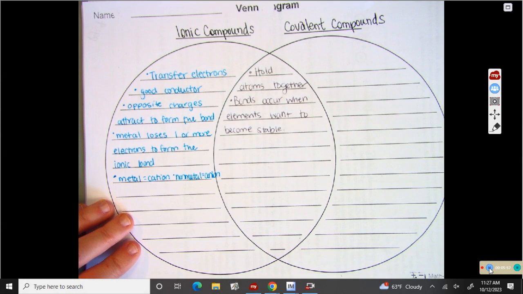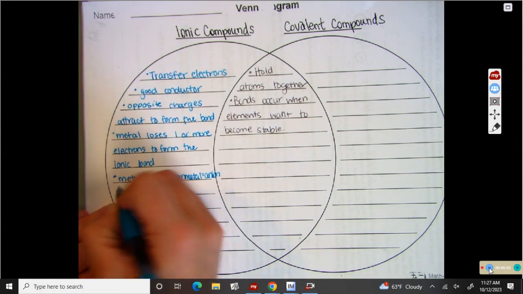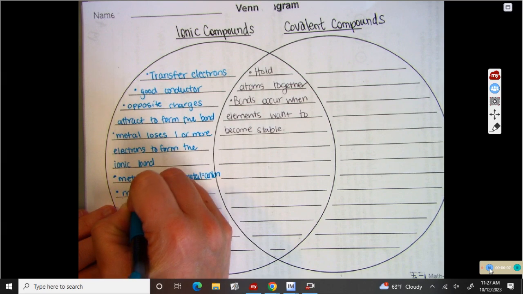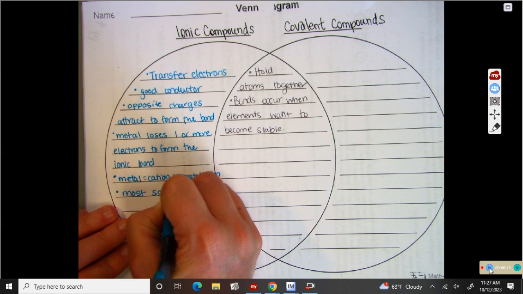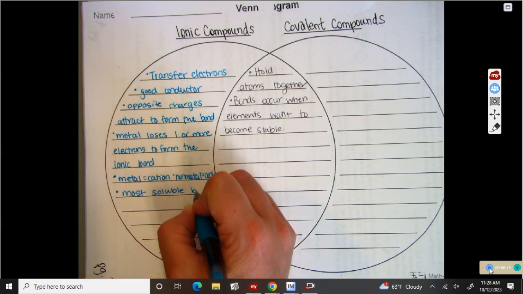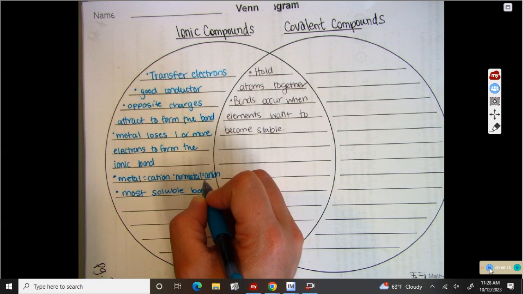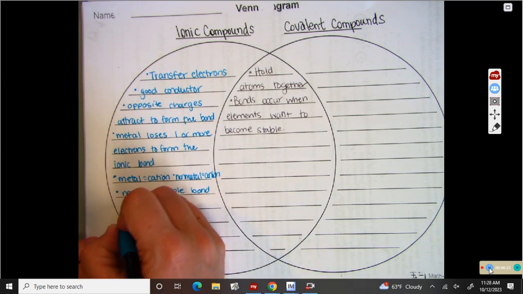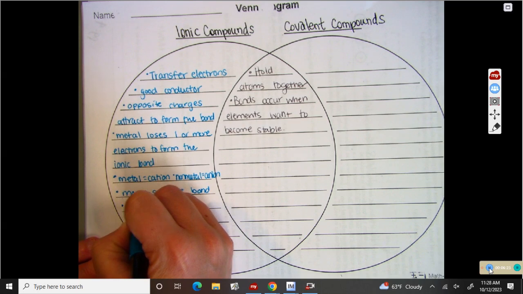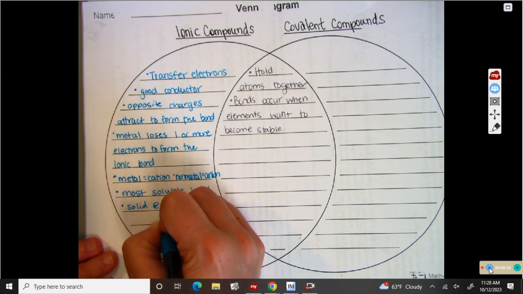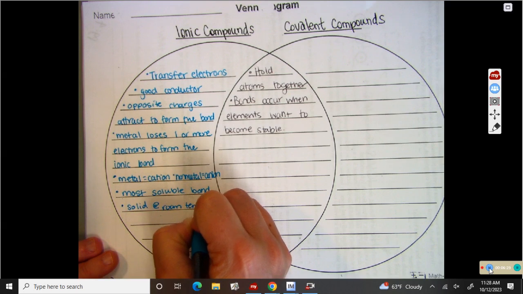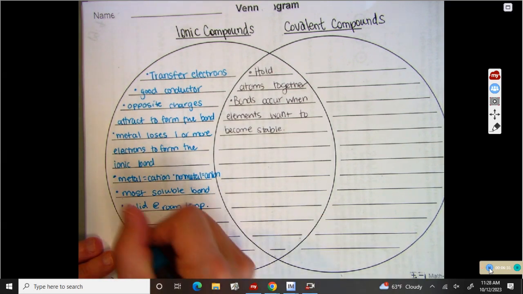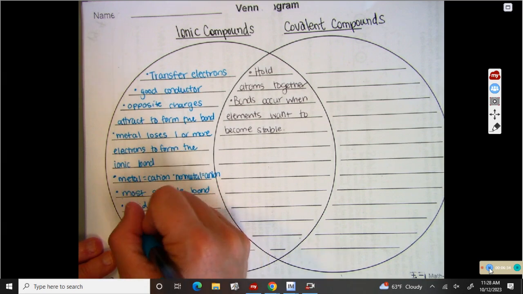Okay, so these ionic bonds, since they're just transferring and not sharing, they're going to form and break pretty quickly, meaning they'll dissolve really well. If they can dissolve, we call them soluble. So I'm going to put most soluble bond. That means it can dissolve. Now, because these have metals in them, with an exception of something with mercury, it's going to be a solid at room temperature. We know that solids have a definite shape, so these bonds will have a definite shape.